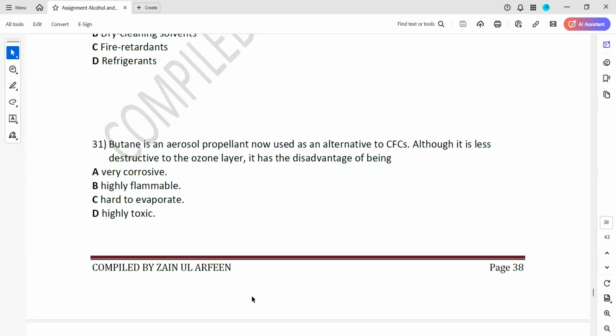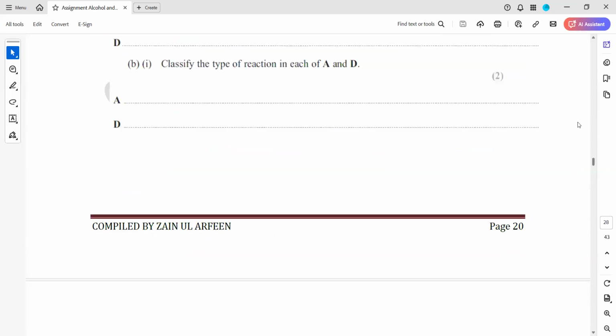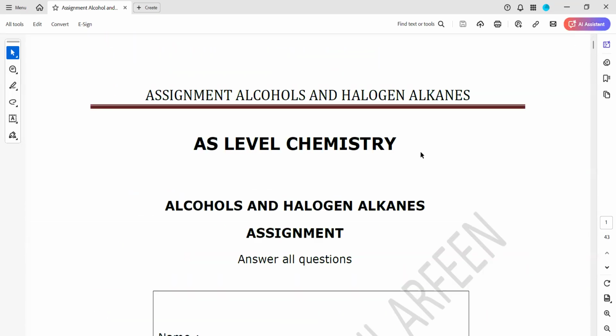So these are some questions. You have to memorize these uses for the halogenoalkanes, alcohols, carboxylic acids, alkanes, alkenes. So these are some questions from alcohols and halogenoalkanes. Next session we'll do more from a different paper.